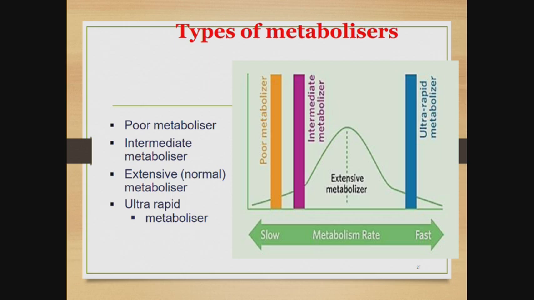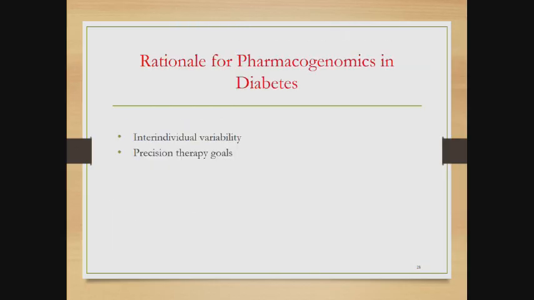I'm sure we are familiar with INH, isoniazid, and the response, whether they are rapid metabolizers or slow metabolizers. That determines those of them that will come down with neuropathy associated with INH. The same thing applies here.